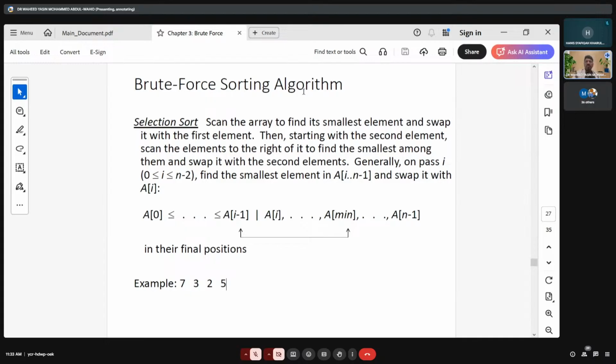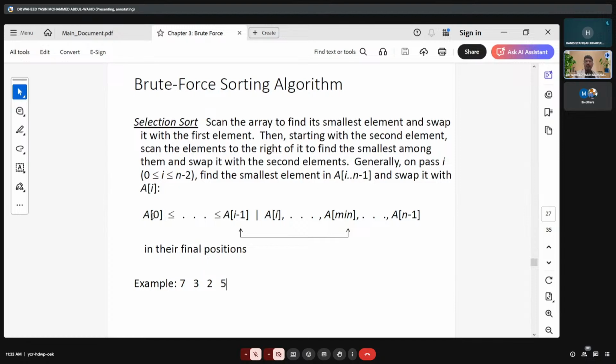Brute force sorting algorithm: selection sort. Selection sort scans the array to find its smallest element and swaps it with the first element. Then, starting with the second element, scan the elements to the right of it to find the smallest among them, and swap it with the second element. Generally, on pass i, 0 less than or equal to i less than or equal to n minus 2, find the smallest element in A[i..n-1] and swap it with A[i].